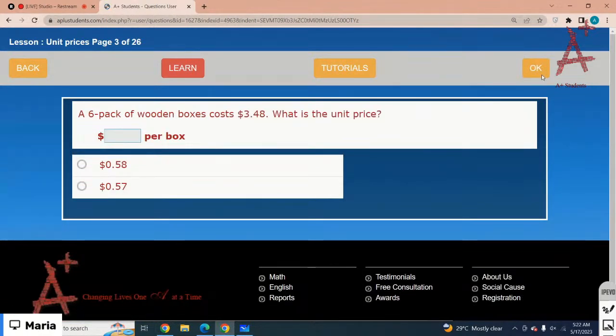Okay, the next one: a 6-pack of wooden boxes costs 3.48. What is the unit price? It would be a 6-pack. If you have to find the price of one, you have to divide 3.48 by 6. Got it? So the correct option is 0.58.